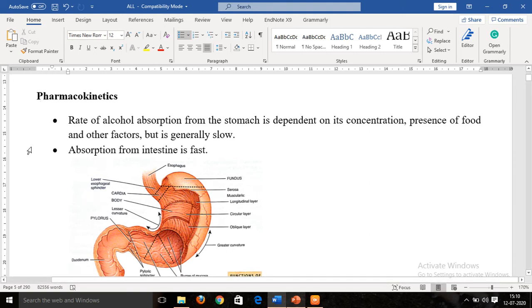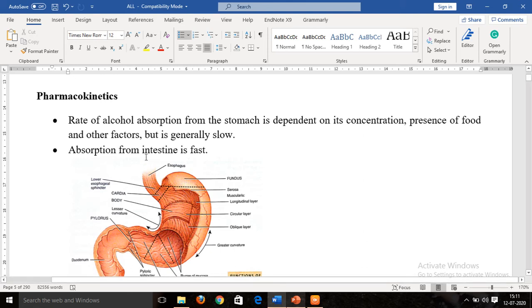Now coming to the pharmacokinetics. The first part under this is absorption. The rate of absorption from the stomach region will depend upon how much alcohol is being consumed, that is, what is the amount of alcohol, what is the concentration of alcohol, and whether food is present or not. But it is generally slow. Absorption of alcohol from the stomach region is generally slow to occur.